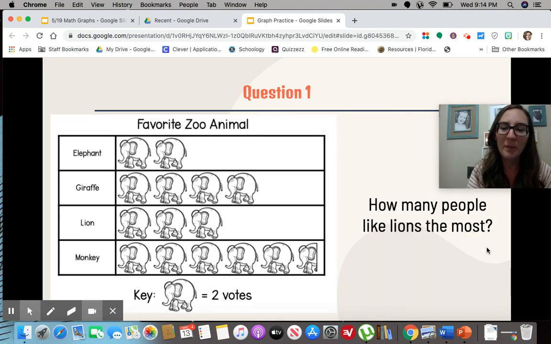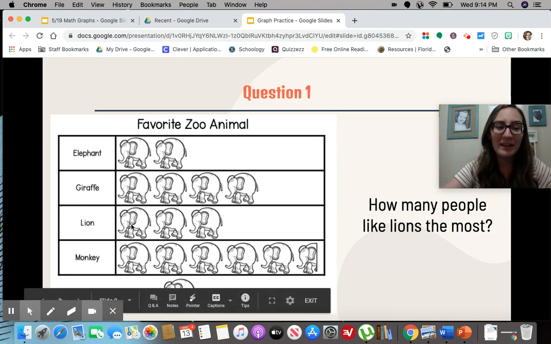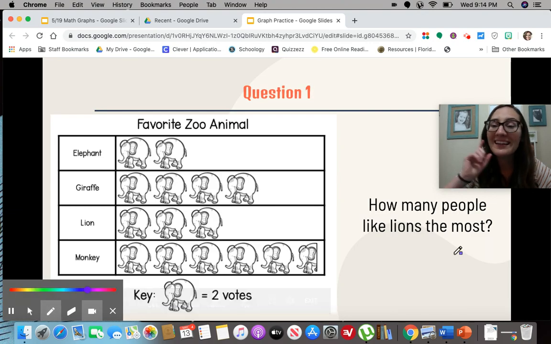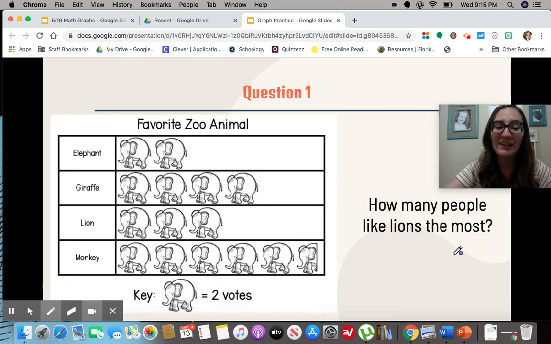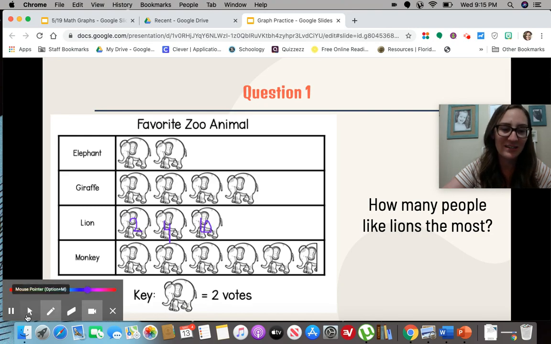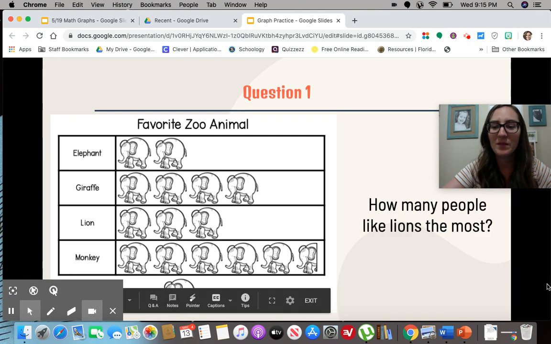Next question, how many people like lions the most? All right, if you click 3, I tricked you. Don't let me trick you. Next to lions, we have 3 elephants, but we have to look at the key at the bottom. We know that each elephant is equal to 2 votes. We have to count these by 2. So 2, 4, 6. The answer is 6. Don't let me trick you.